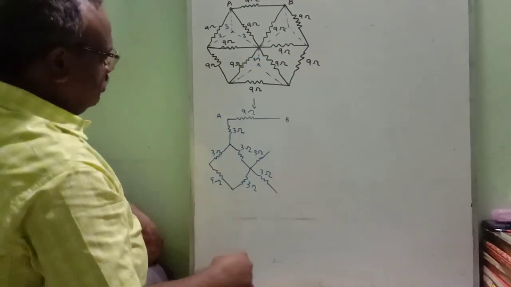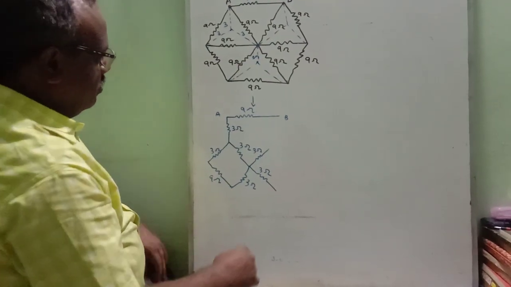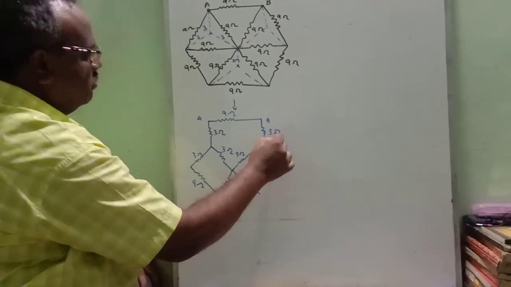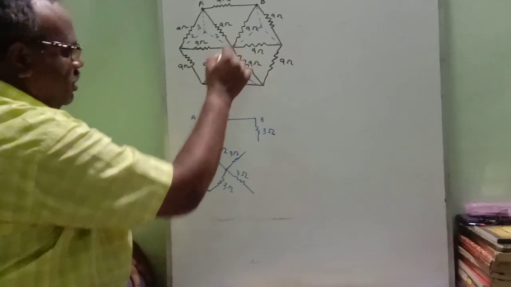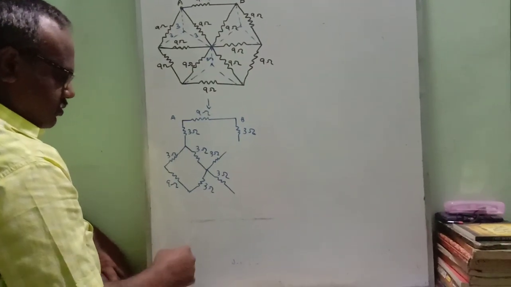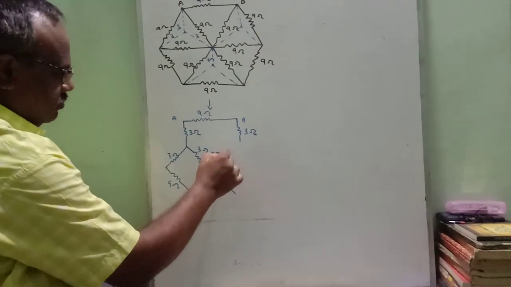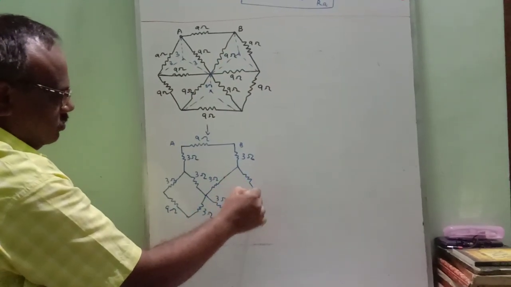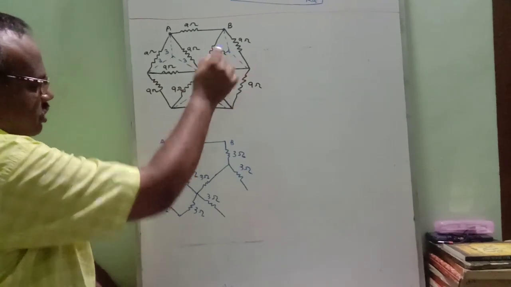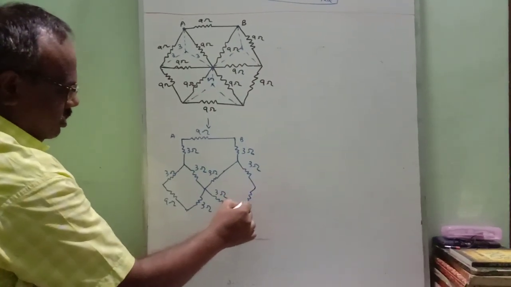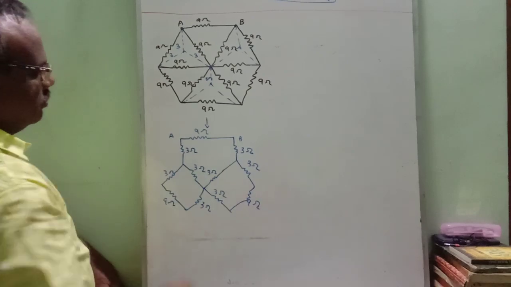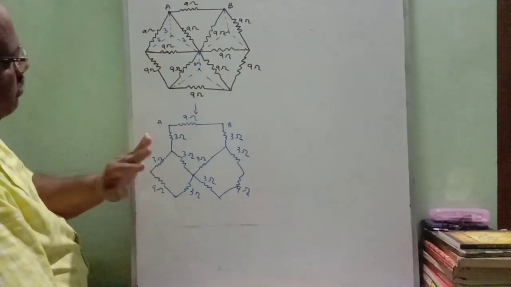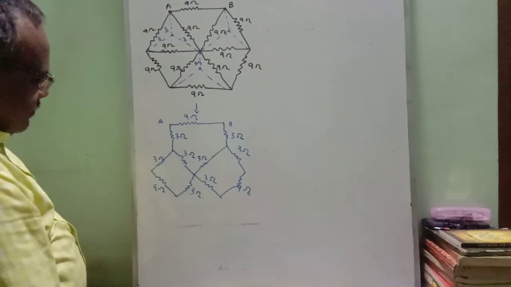From this point, from here you are getting 3 ohm. Then from this point to this point, here there is 3 ohm. This is 3 ohm. Now this is 3 ohm. This is 3 ohm. Then this is your 9 ohm. The other I have solved, because this will go to delta. So it will look like this.